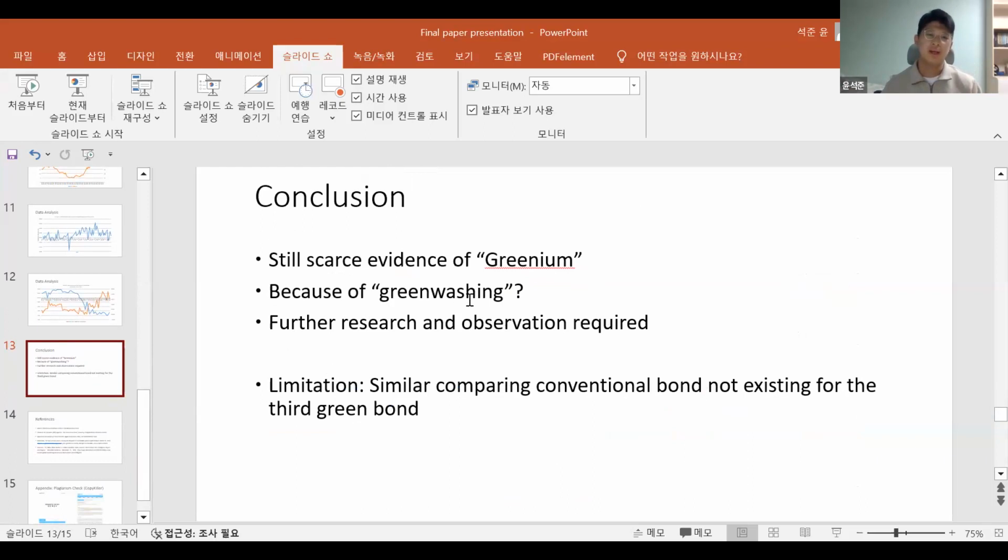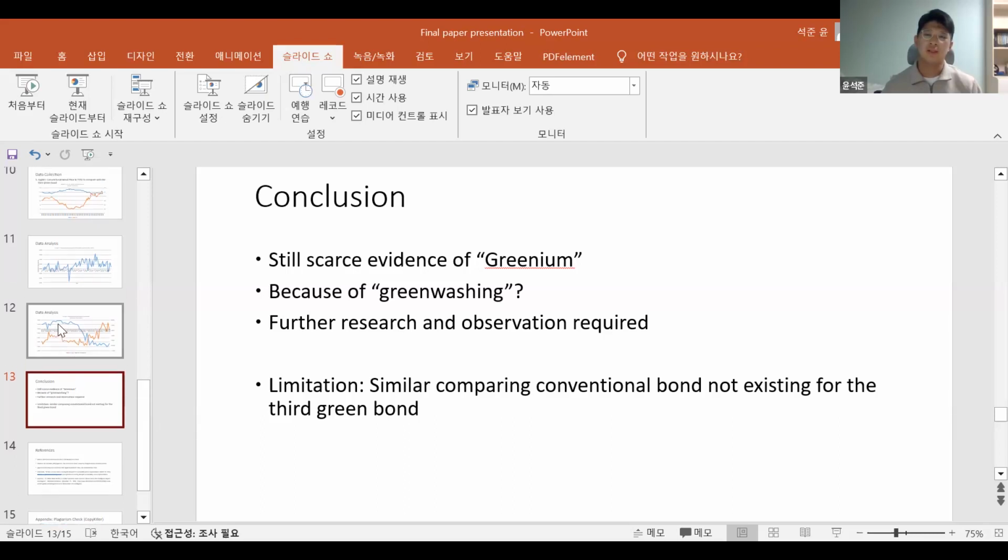But these kinds of concerns were mentioned in the previous literature review, and in the qualitative data, it seemed that Apple and the entire green bond market improved in eliminating the concerns of greenwashing, but the market didn't respond to this kind of effort by now. So there's still scarce evidence of premium.